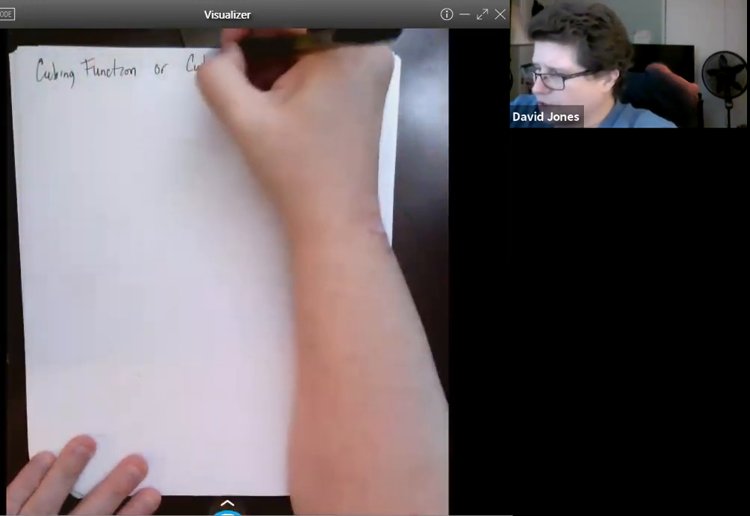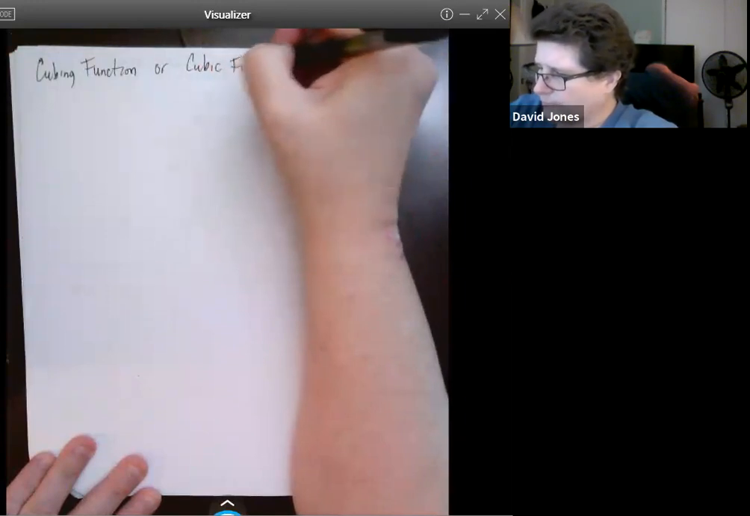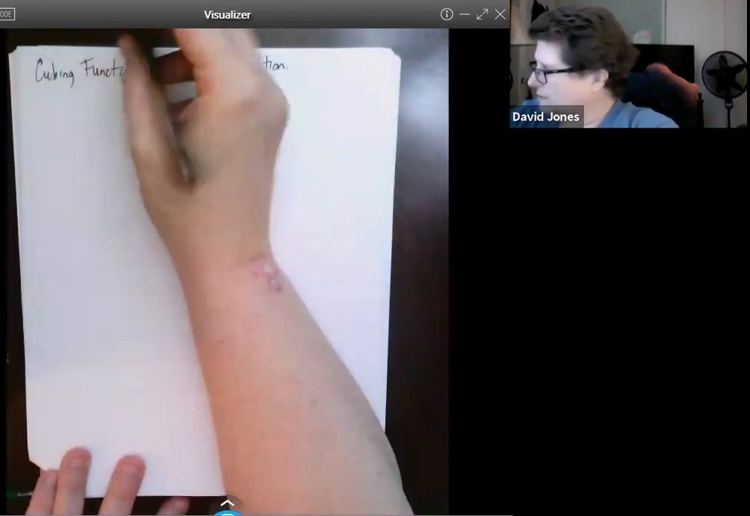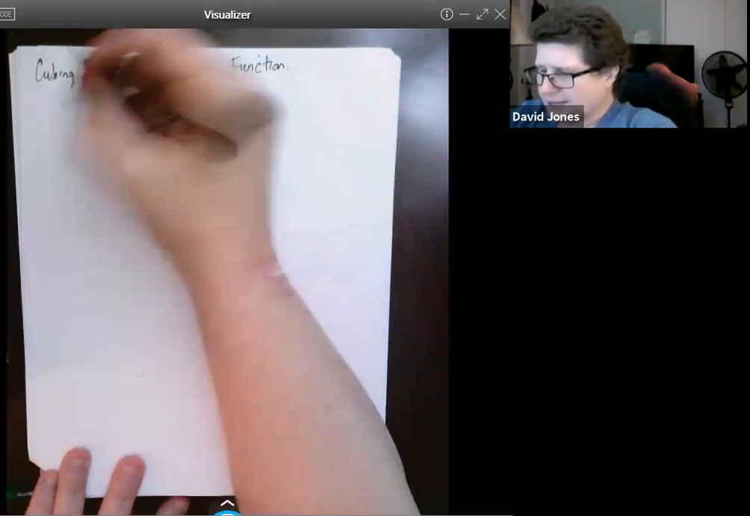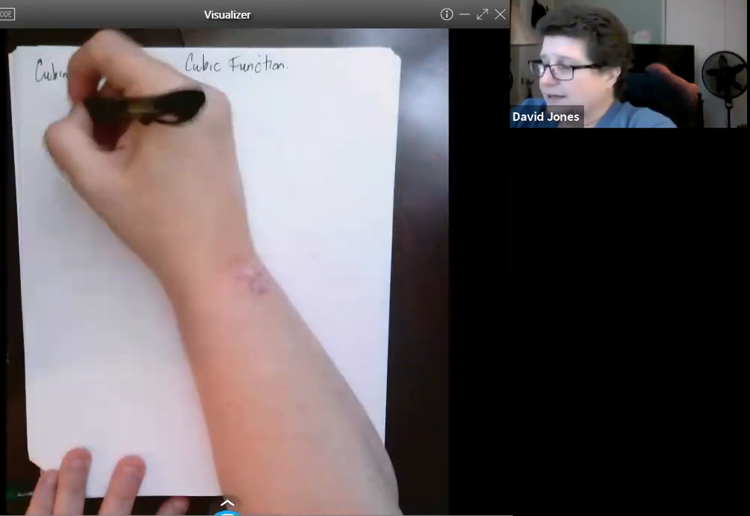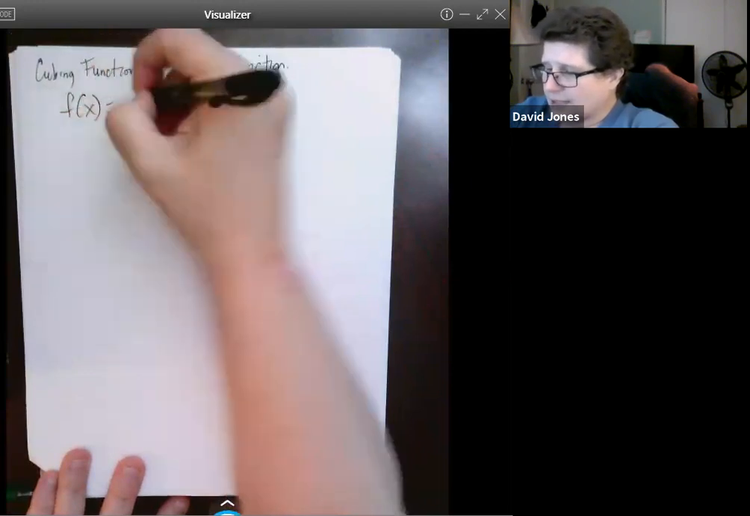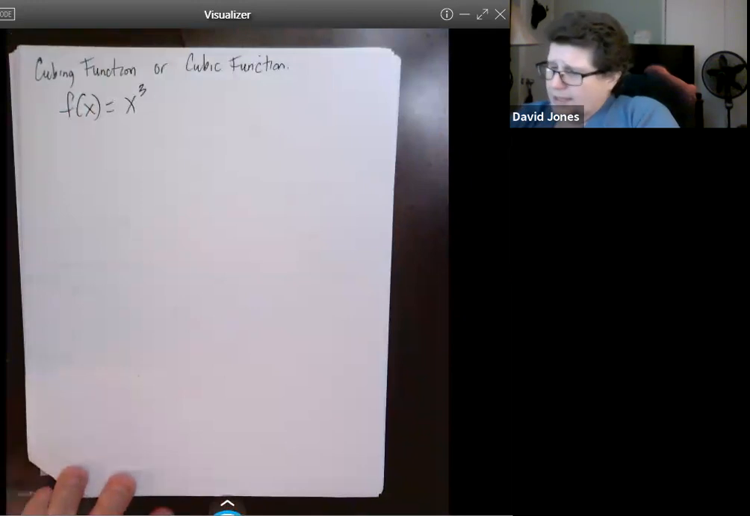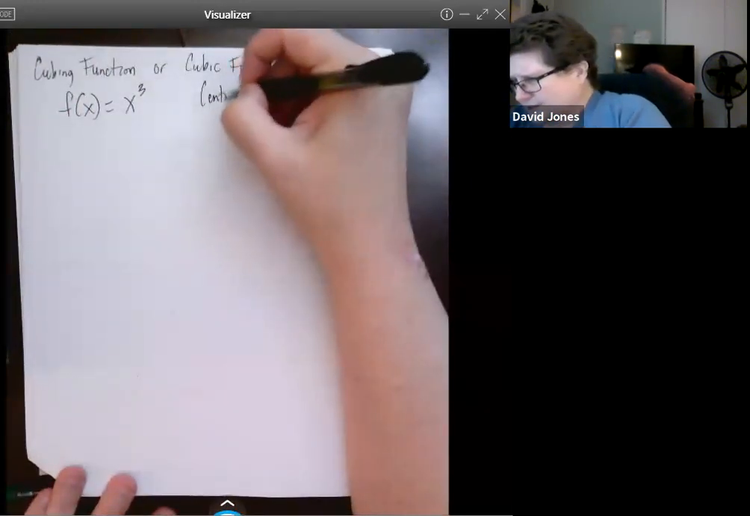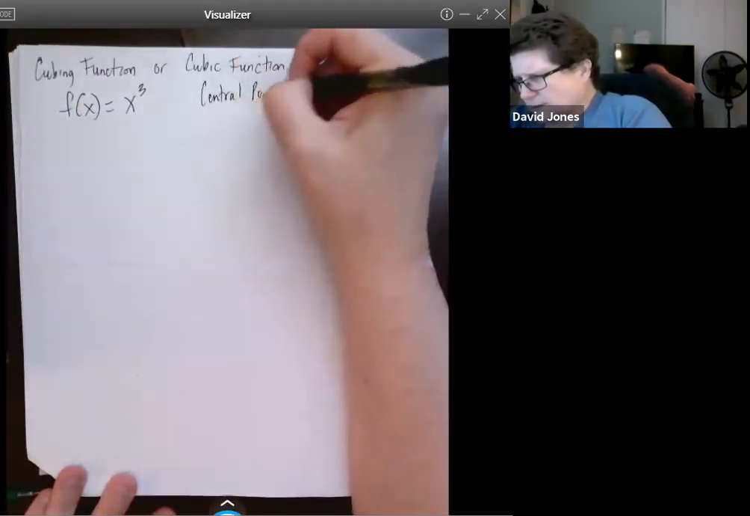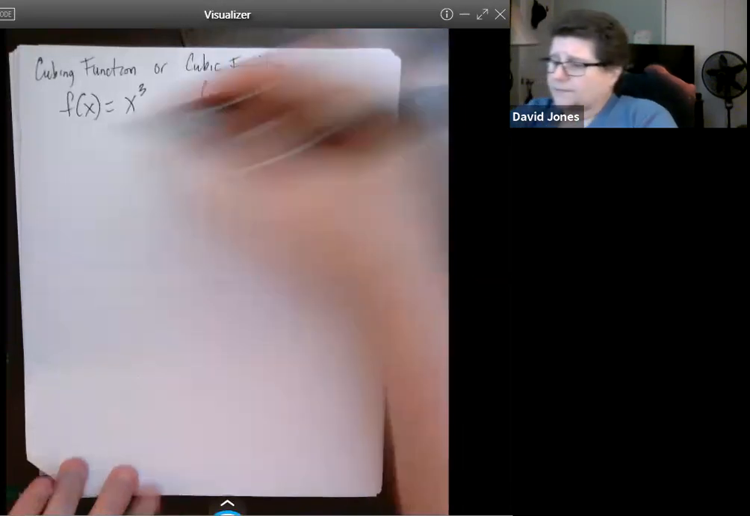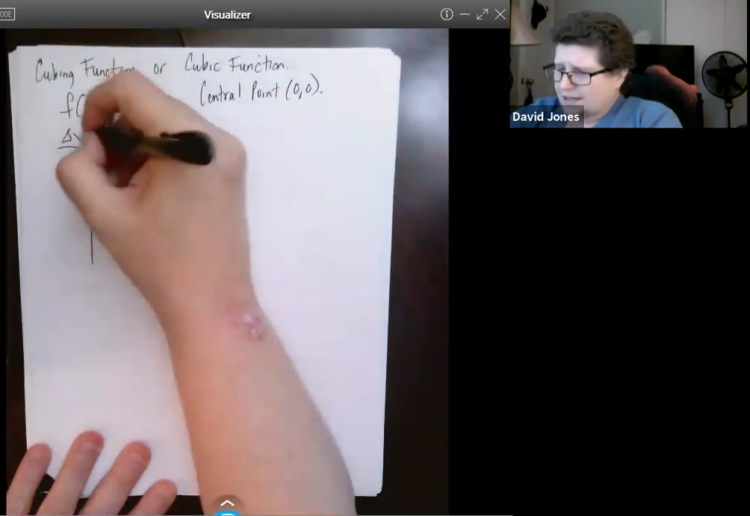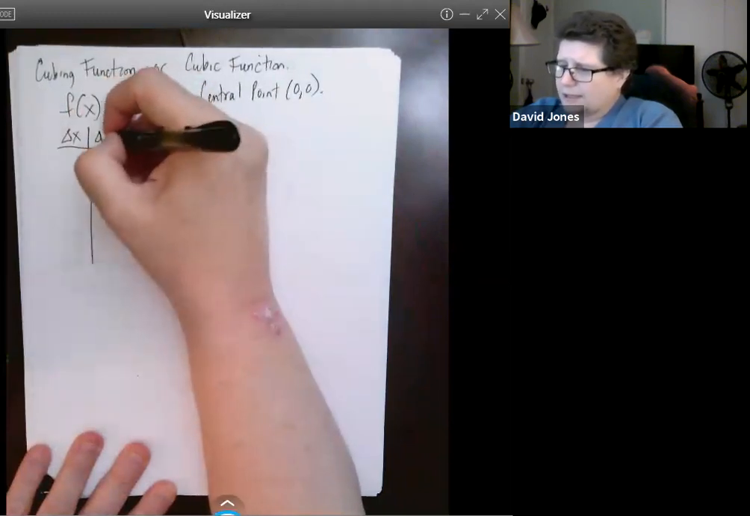Or also called the cubic function. Cubes all have the same side, length, width, and height. f(x) equals x cubed. So again, we'll have a central point of (0, 0). And let's just make a list of the changes in x and changes in y from that point.